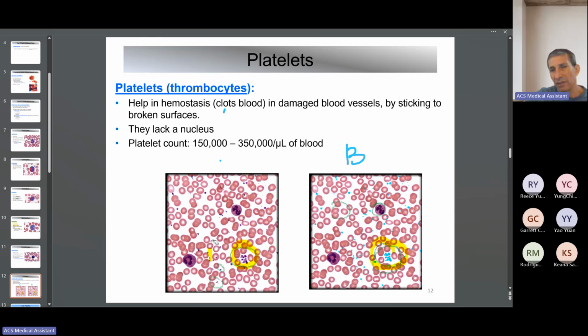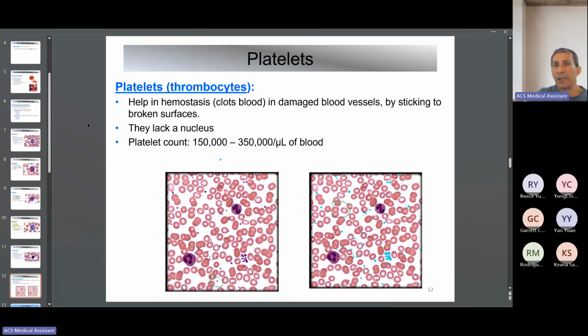So platelets, all the cells are important because they have different functions. So that's basically what it is. That will be platelets.